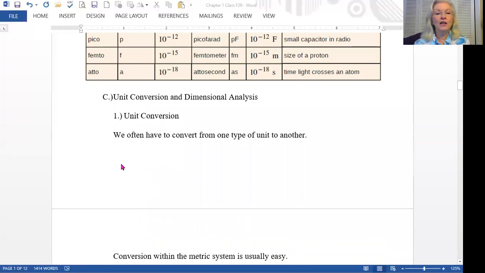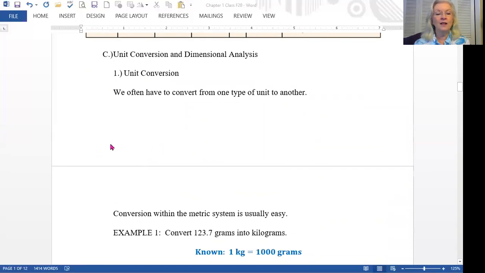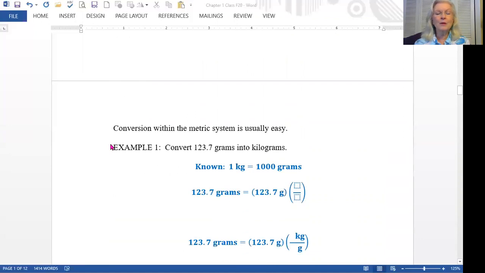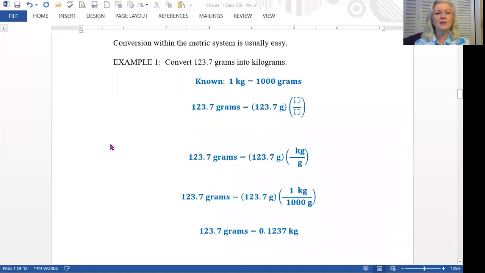Let's look at converting. So when we convert from one type of unit to another, some people find this really easy. They can do it almost in their heads, but there are a lot of us that need to write it down. So let's do an example. Let's convert 123.7 grams into kilograms. You know that 1 kilogram is 1,000 grams. You need to be able to write that down.